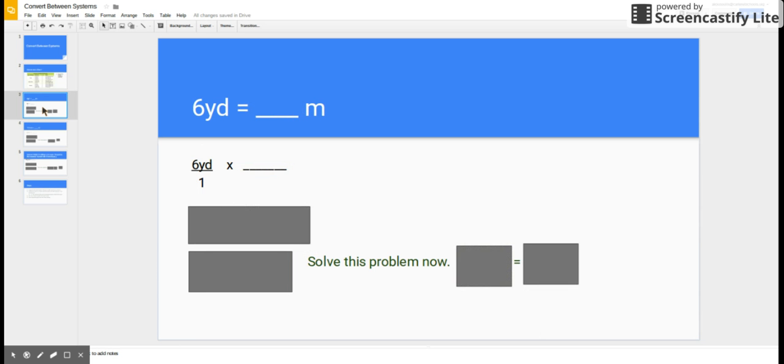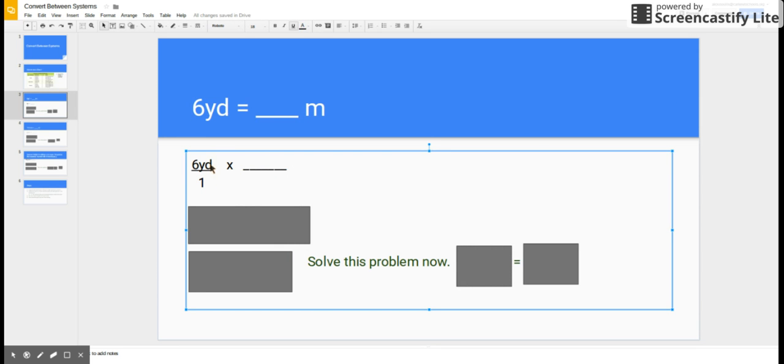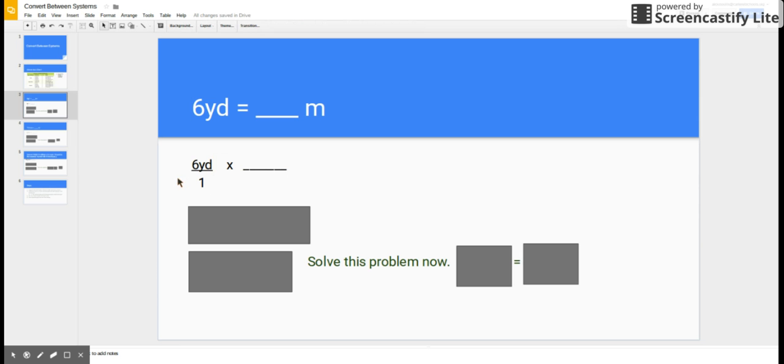All right, here is our first conversion problem. We have 6 yards is equal to how many meters? First thing I want you to do is take whatever number and units are in your problem, and put it over 1. See how I have 6 yards over 1.